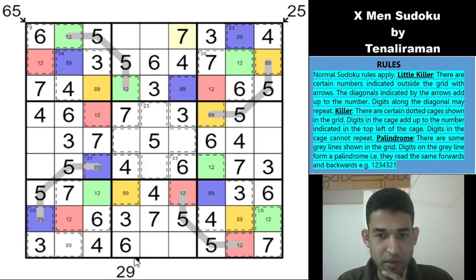So let us see, maybe this clue will help us now. 5 plus 7 is 12. Okay, still a lot of possibilities.